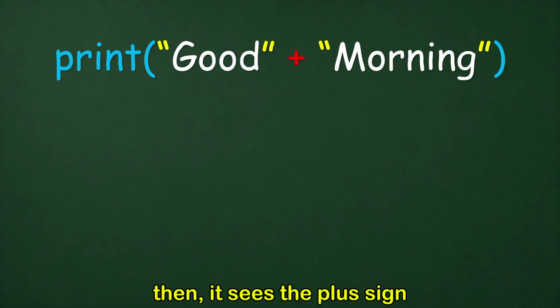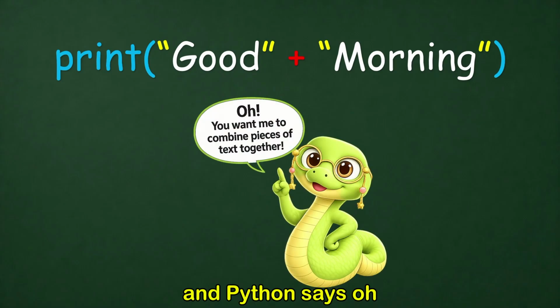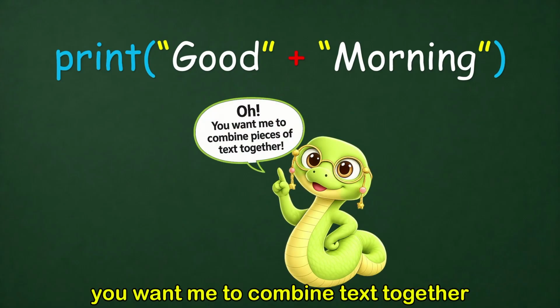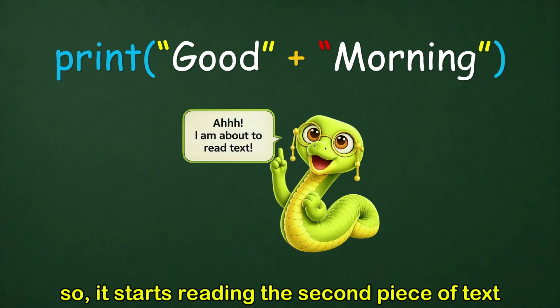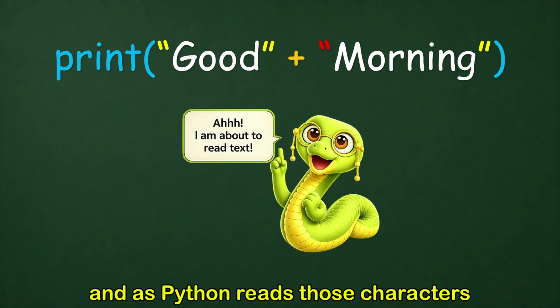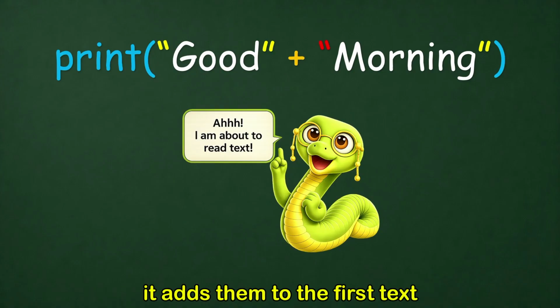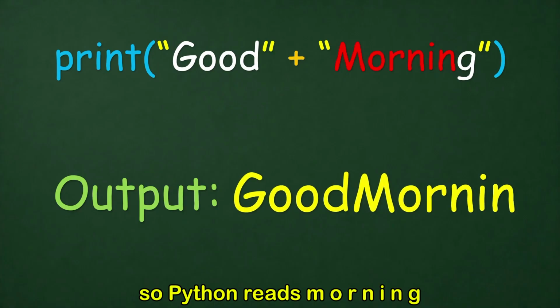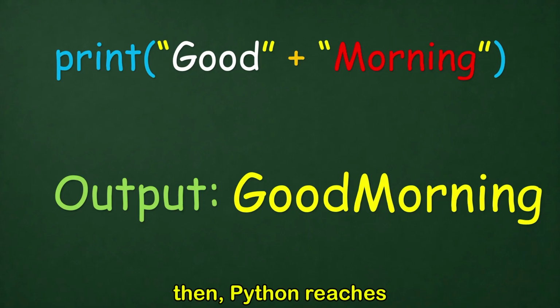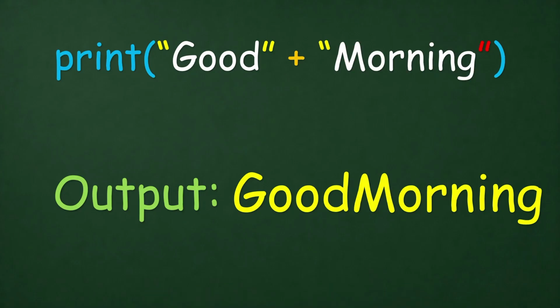Then it sees the plus sign, and Python says, "Oh, you want me to combine text together." Then Python sees another quotation mark, so it starts reading the second piece of text. And as Python reads those characters, it adds them to the first text. So Python reads M-O-R-N-I-N-G. Then Python reaches the closing quotation mark, and that's how we get "Good morning."